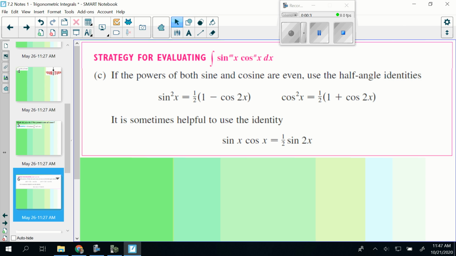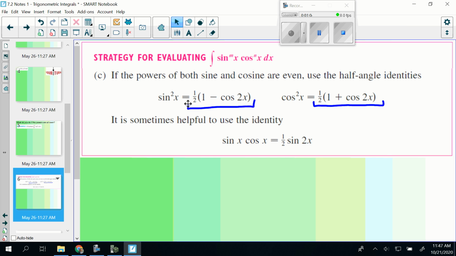So if you have only even powers, what we're going to do is use our trig identities for sine squared and cosine squared. If we've got sine squared, we are going to substitute the identity that it's 1 minus cosine of 2x over 2, or 1/2 of that. If it's cosine squared, we're going to substitute 1/2 times 1 plus cosine 2x in there. So that's the identity that we're using here.